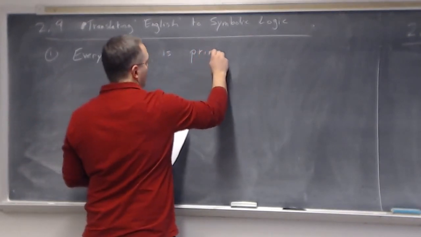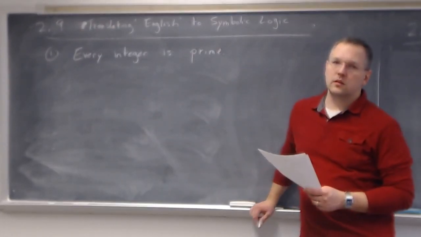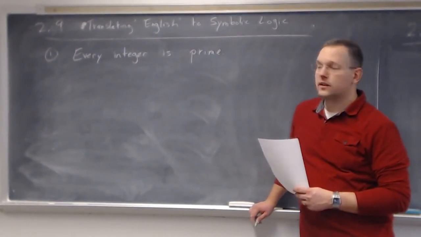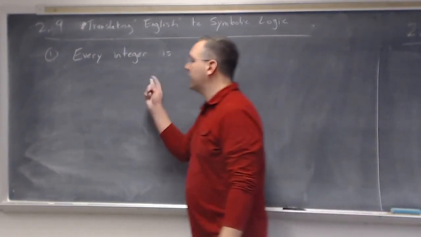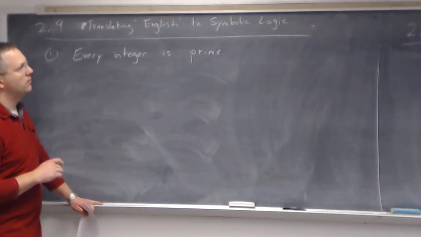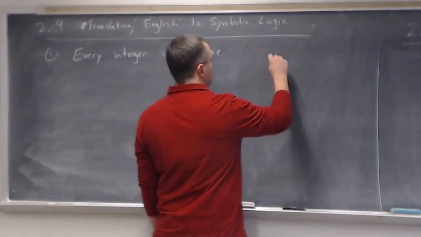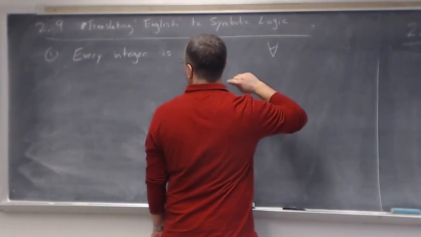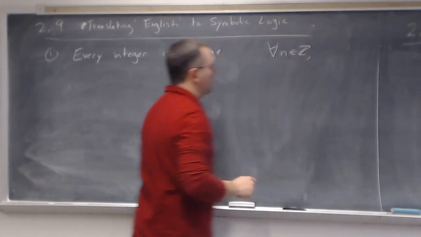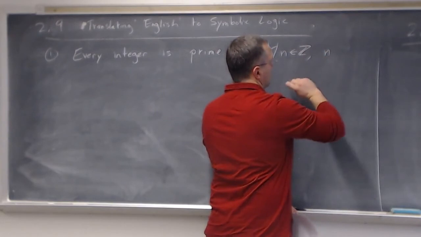Did I do this one already? Every integer is prime. So this is clearly false, right? It's not a true statement, but I'm just providing statements. We're going to practice translating them into symbolic language. So every integer is prime. Okay? What's the translation there? We're talking about integers. n, element of integers. Okay. So for every integer n, what about n? n is prime.